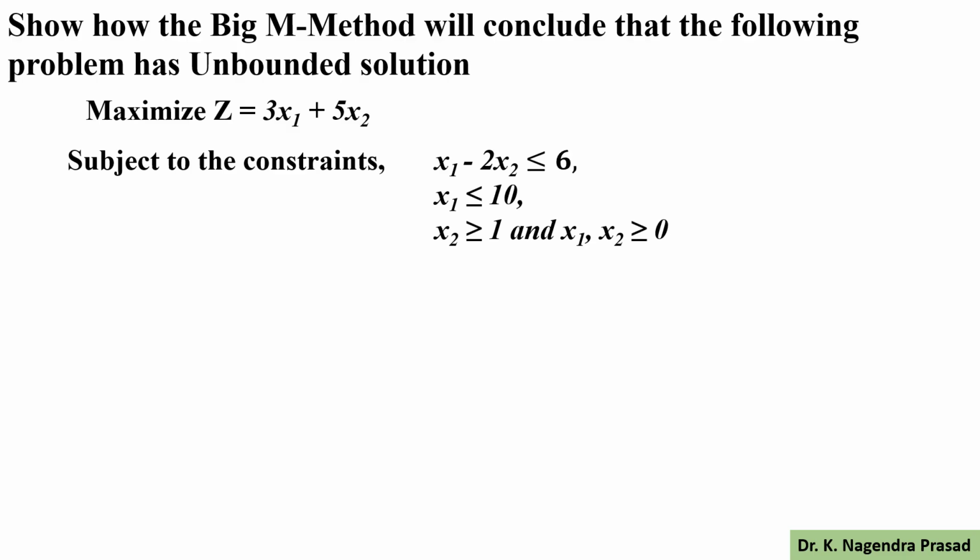Maximize z equal to 3x1 plus 5x2 subject to the constraints x1 minus 2x2 less than or equal to 6, x1 less than or equal to 10, x2 greater than or equal to 1, and x1, x2 are greater than or equal to 0.